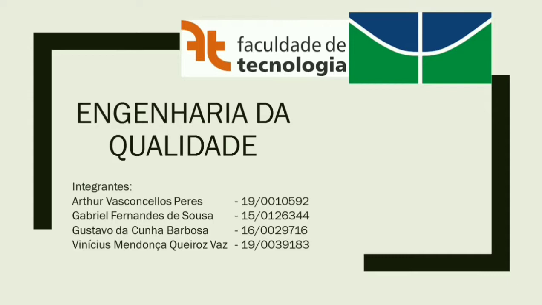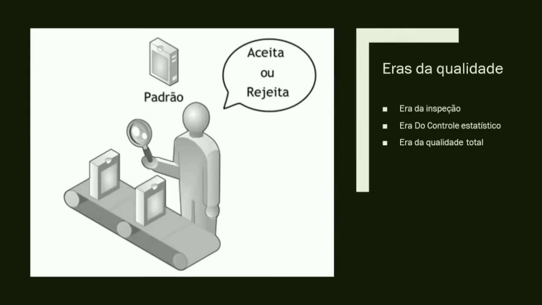Quality engineering is an exact science that seeks to optimize the results of organizations, using tools that will allow the quantitative analysis of quality and productivity of the products or services.